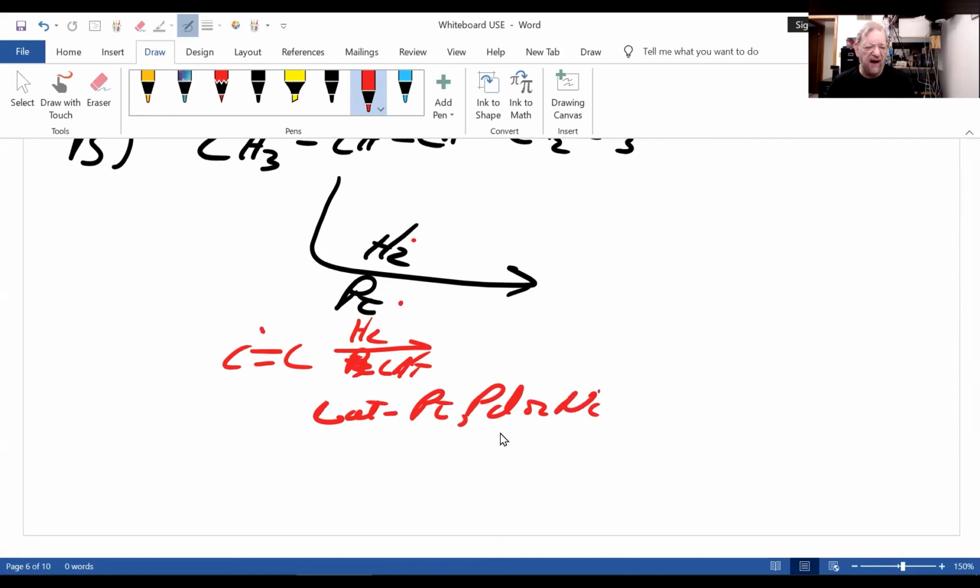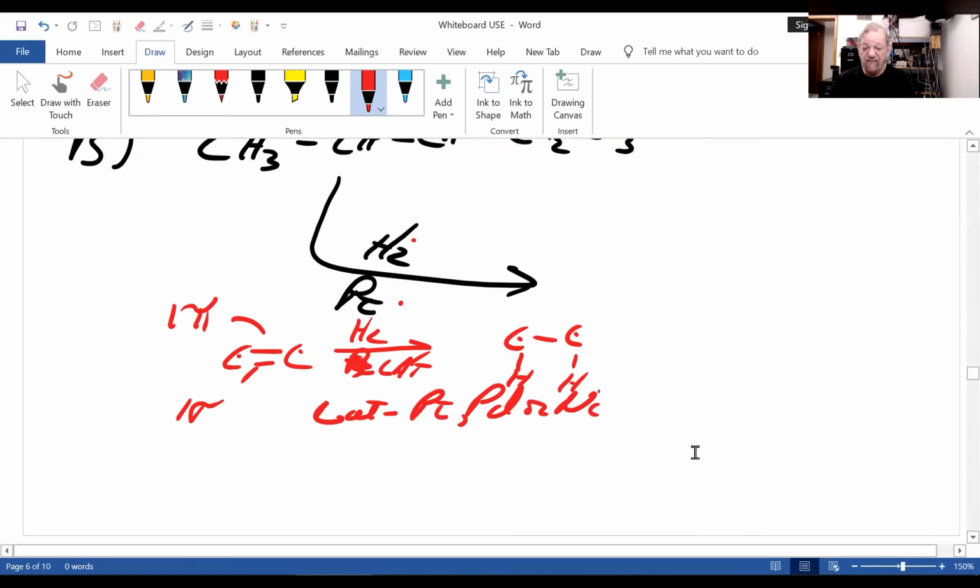And what happens? You break the pi bond. Remember, double bond is 1 pi bond, 1 sigma bond. And each carbon of the double bond, these 2 carbons, get a hydrogen. Now, you break carbon-carbon single bonds? Watch. No, you don't.